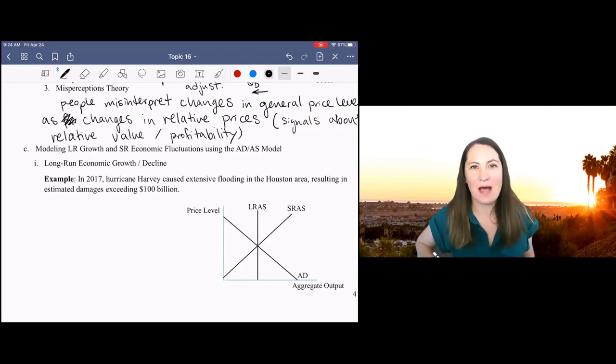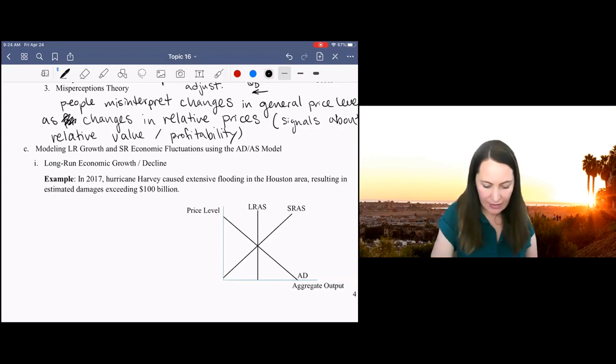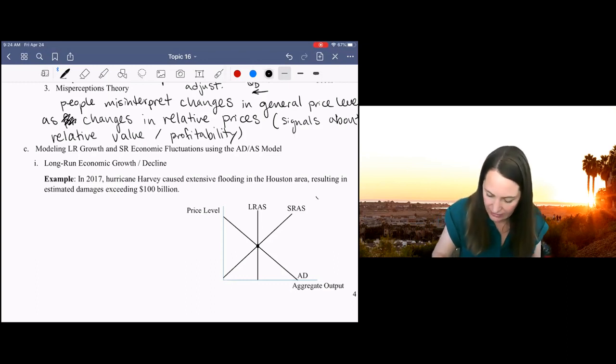So we've built our model of aggregate supply and aggregate demand. We have a downward sloping aggregate demand curve, an upward sloping short run aggregate supply curve, and a long run aggregate supply curve. You'll notice on the graph we have these three lines, and a long run equilibrium will occur where all three lines intersect.